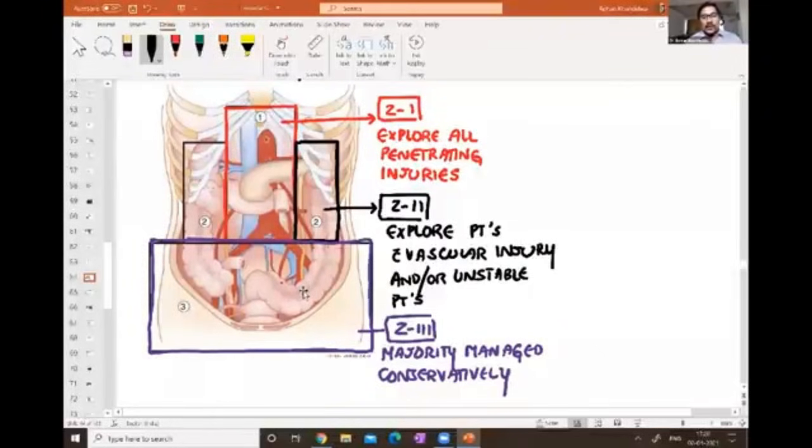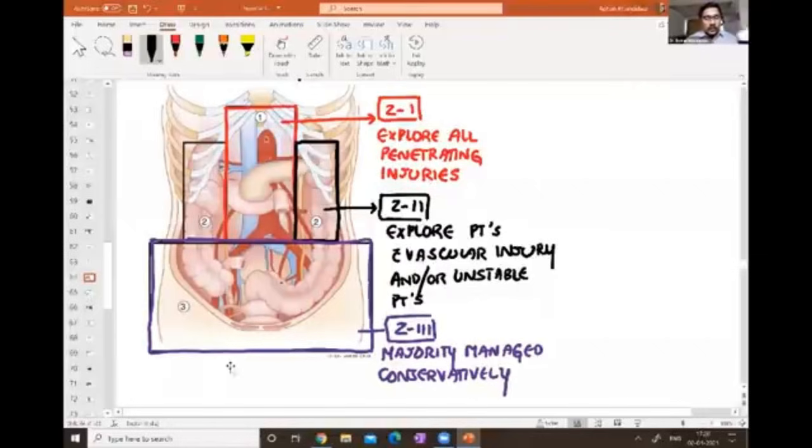Zone 2 includes the kidney and the ureter and the renal vessels. You should explore patients who have a vascular injury or those who are unstable. Zone 3 is the most commonly injured zone. The pelvic area, majority of patients can be managed conservatively here. You should know these zones. This was asked in the last FMG exam.